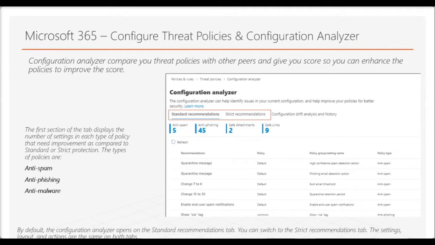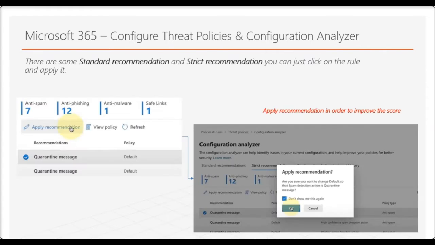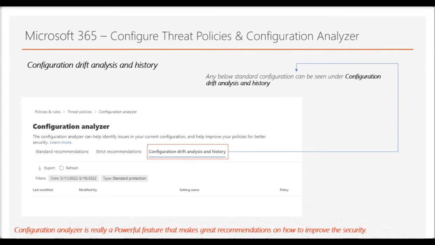By default, the configuration analyzer opens on the standard recommendations tab. You can switch to the strict recommendations tab. The settings layout and actions are the same on both tabs. You can implement these rules by simply clicking onto the rule. Click into the message here, and it will tell you a little bit about the actual rule, what type of rule it is. Under the configuration analyzer, there is something called configuration drift analysis and history.